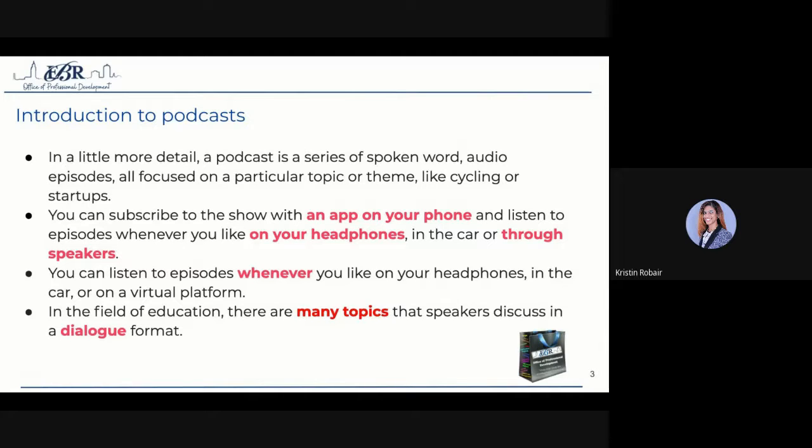Introduction to podcasts. So, what are podcasts exactly? You may have heard of this term. However, in a little bit more detail, a podcast is a series of spoken word audio episodes all focused on a particular topic or theme, like cycling or startups. You can subscribe to the show with an app on your phone and listen to episodes whenever you like on your headphones, in the car, or through the speakers. You can also listen through a virtual platform.